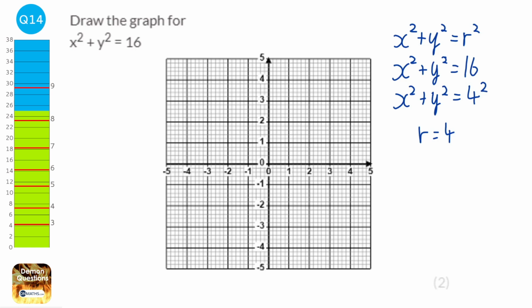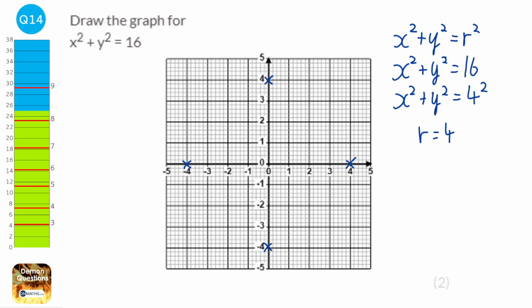Now this equation, x squared plus y squared equals r squared, gives a circle with the centre at 0, 0, at the origin. So it means that the radius will be 4, so the circle will go all the way up here, all the way across here, all the way down here, and all the way across here. Now, I am really, really bad at drawing circles, so what I would recommend you do is use a compass and measure out 4 and join these up. I'm going to try my best.